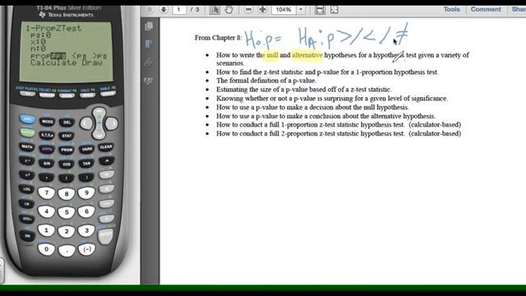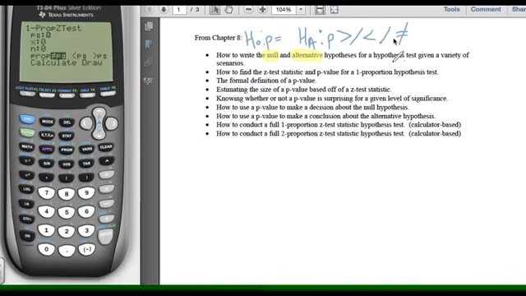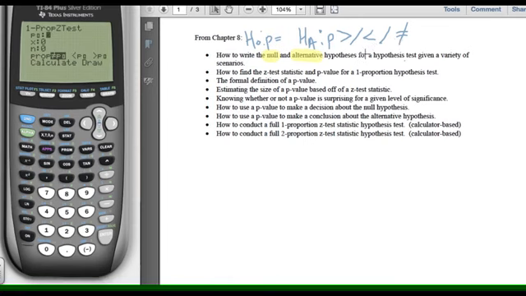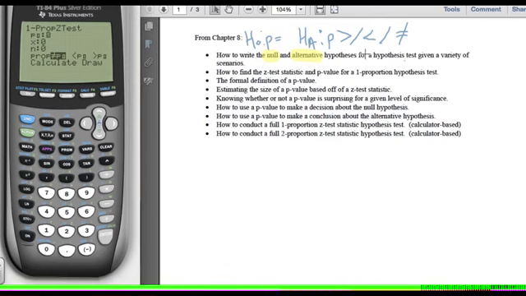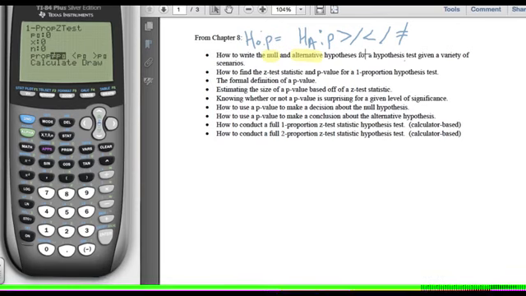Now, for the formal definition of a p-value, you can find that in your Chapter 8 notes. A p-value is the probability of observing a sample proportion as extreme or more extreme given the conditions of your hypothesis test. It's a probability, and it's the probability of observing a sample proportion as extreme or more extreme given the conditions of your hypothesis test.